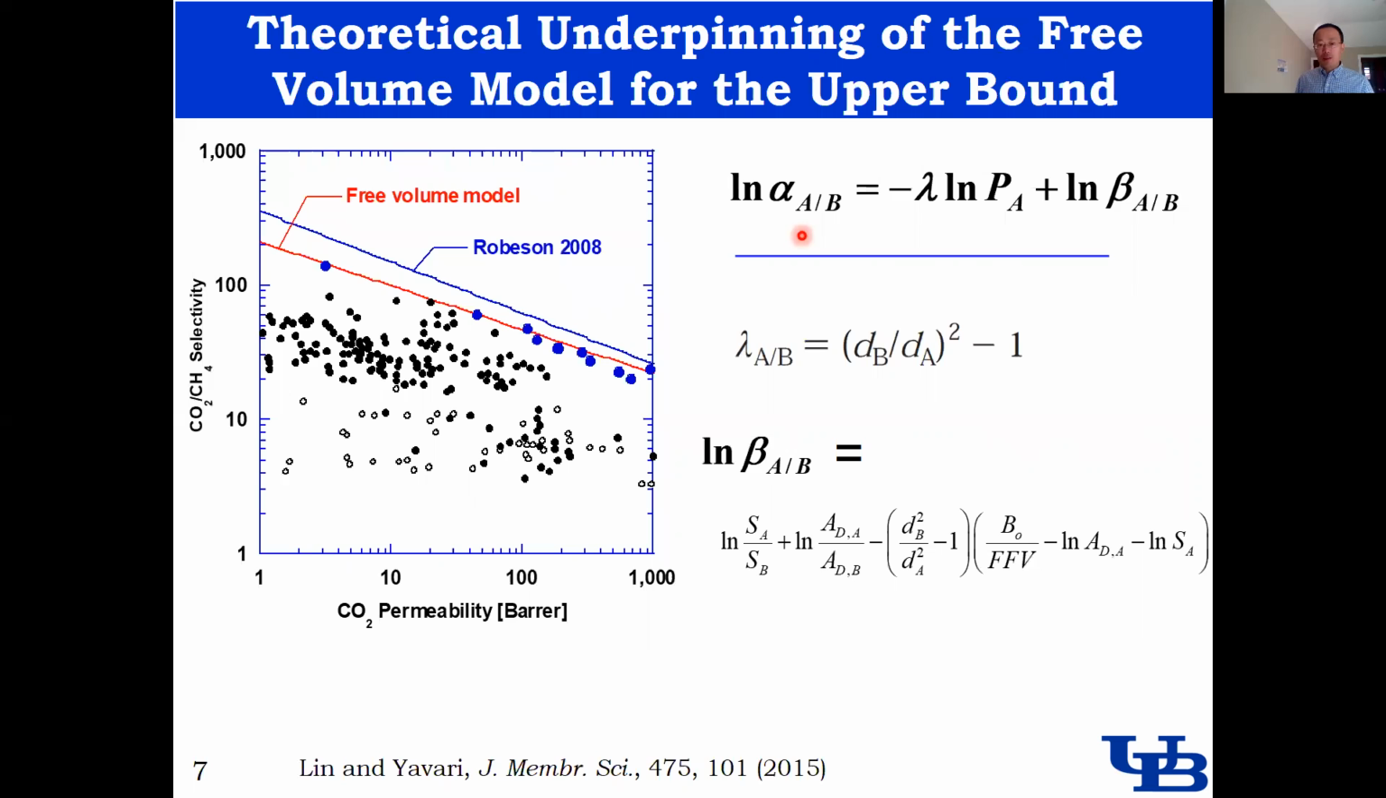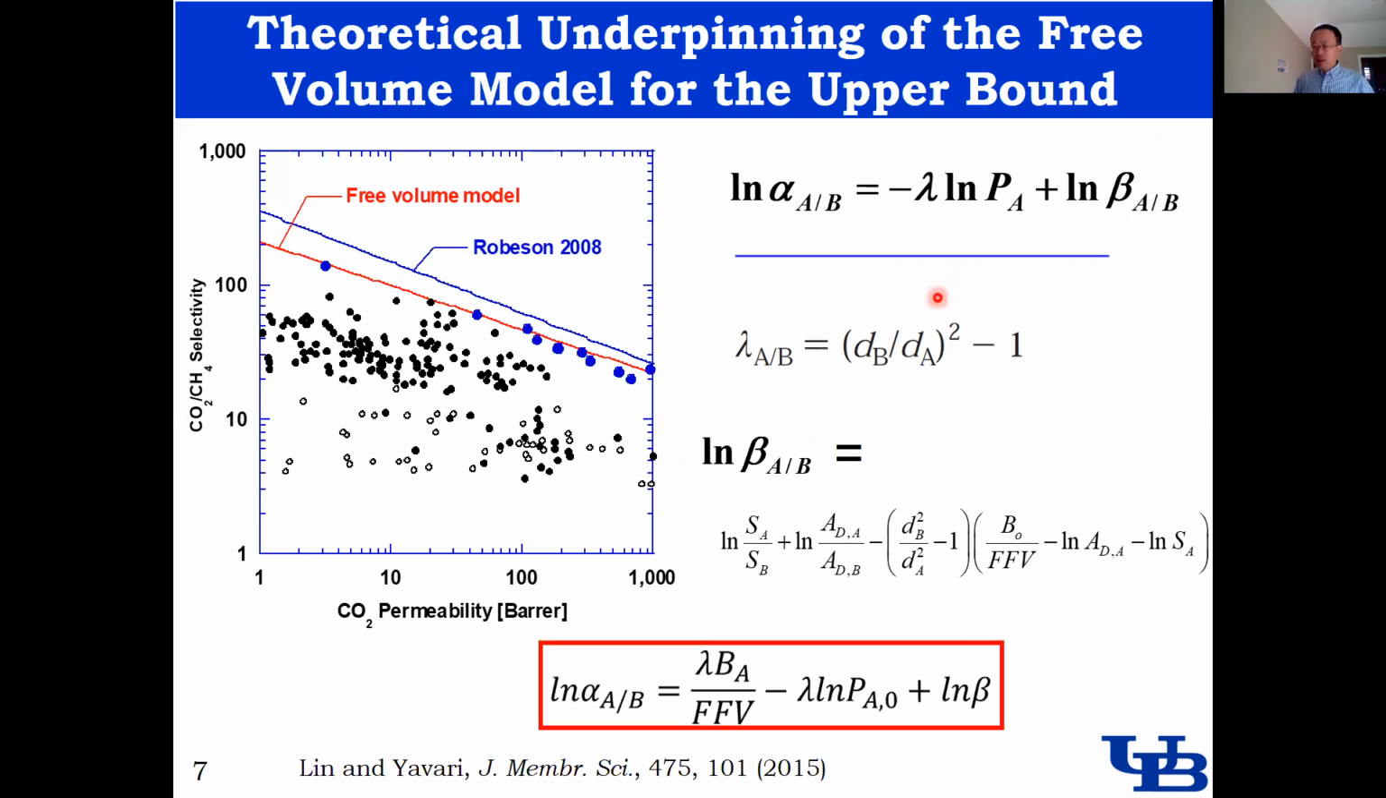And this is the form originally developed by Benny Freeman using an activation diffusion model. And this lambda is connected to the penetrant kinetic diameter, this beta value includes condensability and also the penetrant size. These are the parameters. And so what this tells us here is if the free volume model can be used to describe the gas transport property in a quantitative way, we actually will be able to express the selectivity with these parameters. There's a lambda value, there's a B_A value, and P_A naught value, and also the beta value, as you can see here.